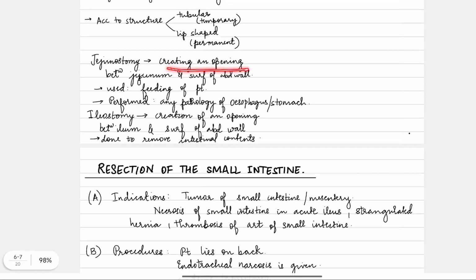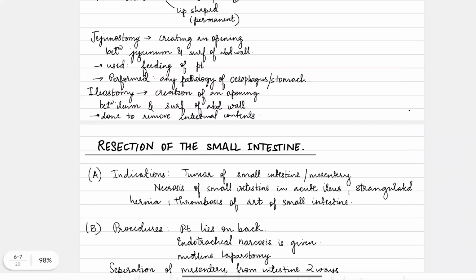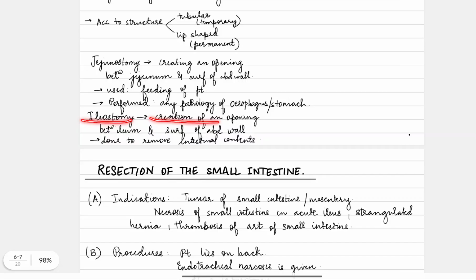Jejunostomy is creating an opening between the jejunum and the surface of the abdominal wall, used in feeding of the patient, performed in any pathology of the esophagus or stomach. Ileostomy is creation of an opening between the ileum and the surface of the abdominal wall, done to remove the intestinal content.